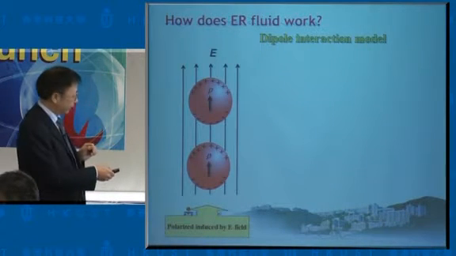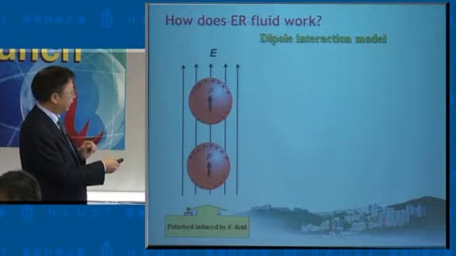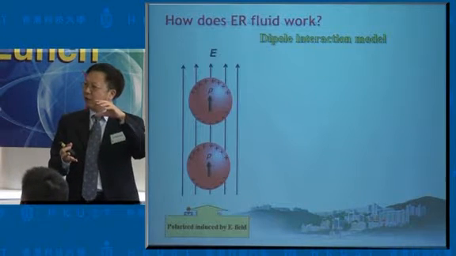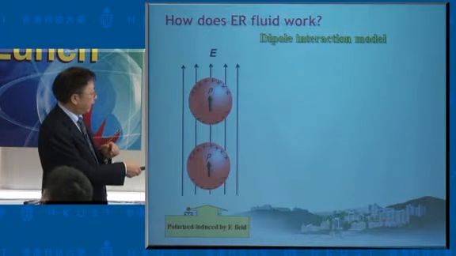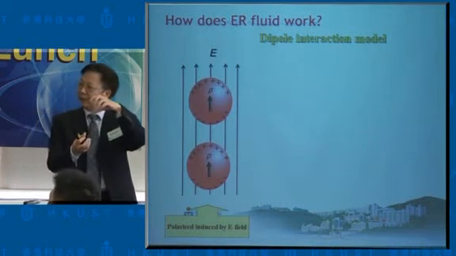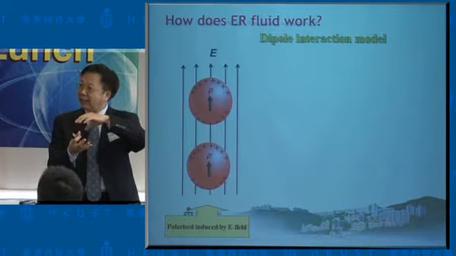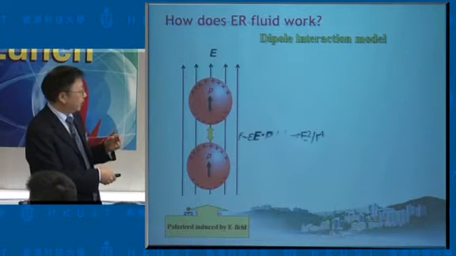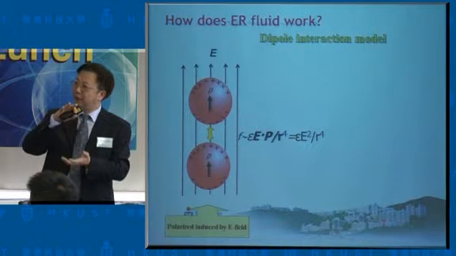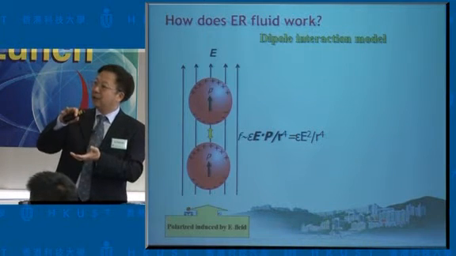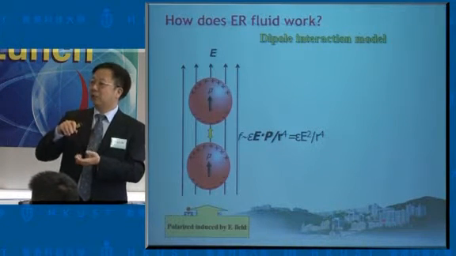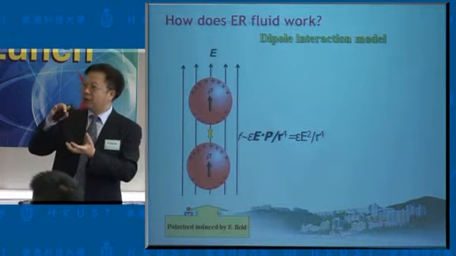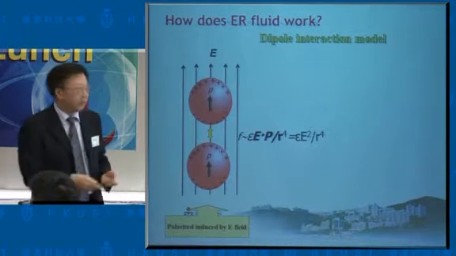Polarized means the positive and negative charges go to the two ends. The positive and negative can attract each other, like a magnet, N and S attracting each other. This attraction force is proportional to the applied electric field, that means the applied voltage. So you can change the voltage, and you can change the force between the particles.